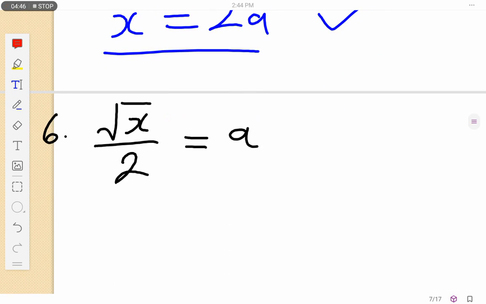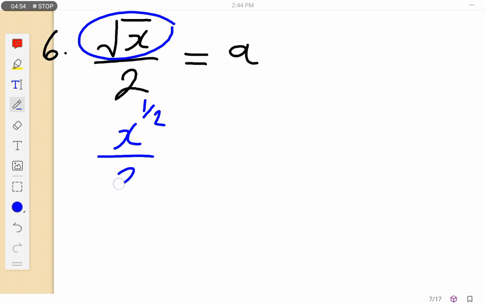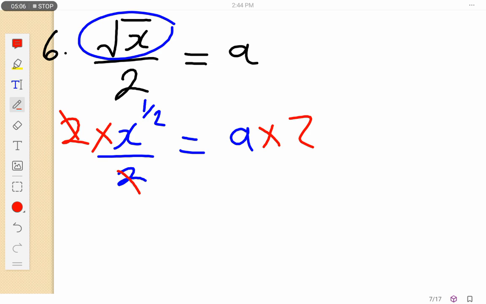Okay, let's have another example. Here it's only on x there. So we can rewrite x to the power of half over 2 is equal to a. If I want, I can even remove the 2 here first. Let's remove the 2 first, by 2 everywhere. These 2 and 2 cancel off each other. We get x to the power of half is equal to 2a.